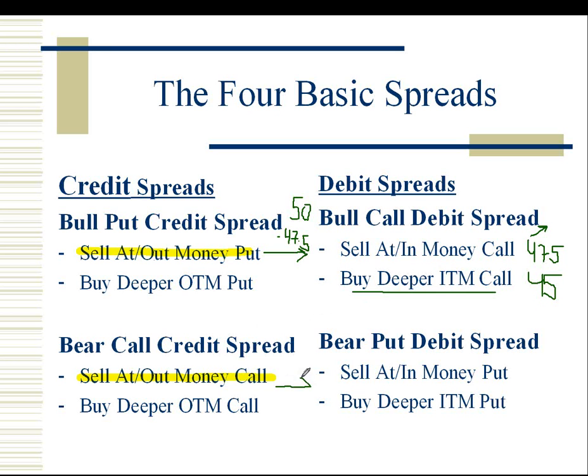And of course, the parity trade to the call credit is the bear put debit, where here we might sell that 55 put, which is slightly in the money, and at the same time buy the 60 put with a 5-point spread.